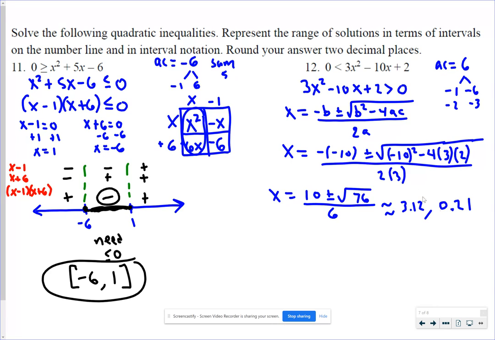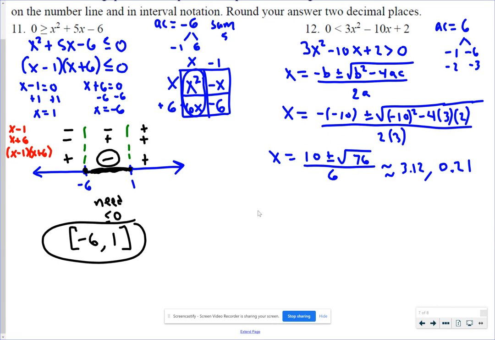Okay, now we're going to treat this one a little bit differently, or solve it a little bit differently than the other one. Notice we are going to use open circles at our zeros. These are the zeros of the quadratic. We had to round them because they weren't rational numbers. Okay, so what we're going to do is we're going to draw the number line.